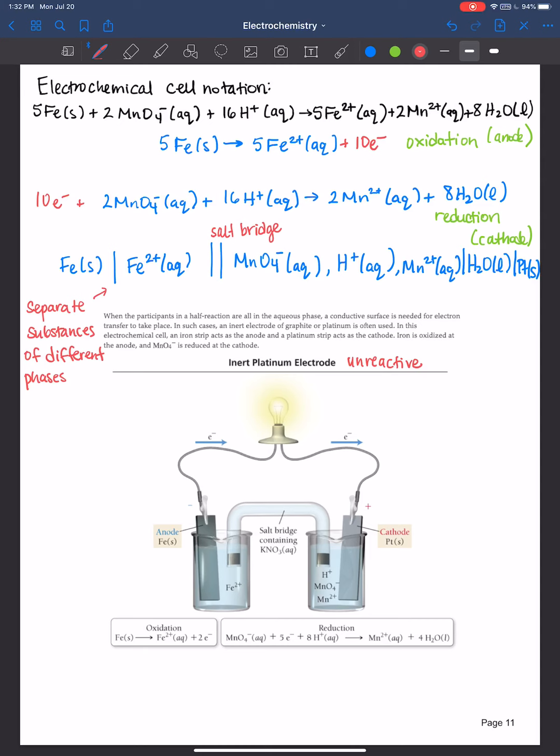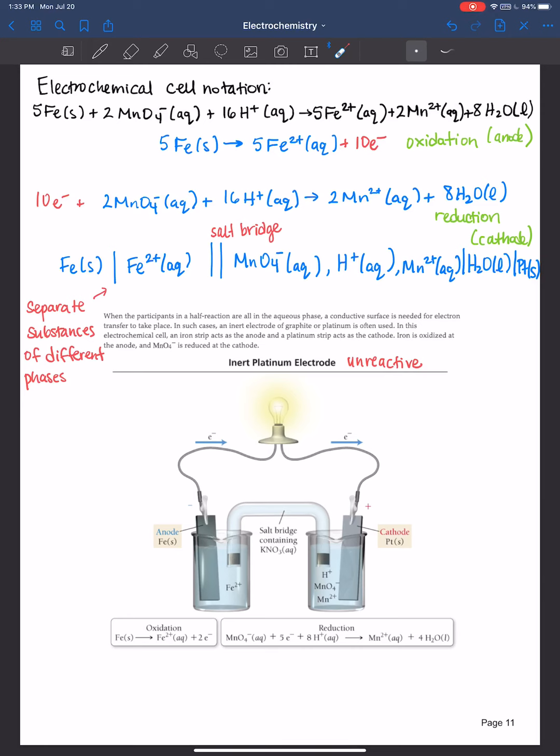But anyway, the iron strip is behaving as the anode, and then the platinum on the permanganate side is behaving as the cathode. Okay, so that's really critical to remember, and it all comes down to the states of matter. So this is the line notation. If I were to ever ask you for that on an assessment, this is what I'm looking for you to write down. Notice how we don't include the stoichiometric coefficients.